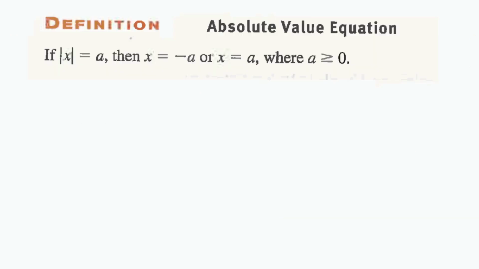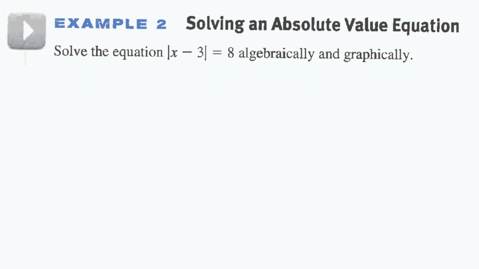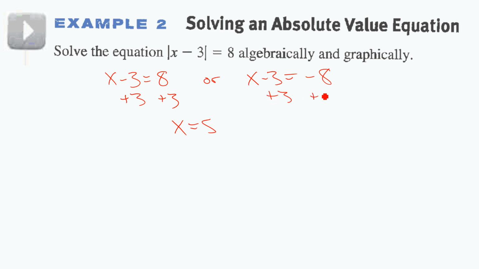Let's try an example. Again, if the absolute value of x is a, then x is either plus or minus a. All right, so solve this equation. What we're going to do is say x minus 3 is equal to 8 or x minus 3 is equal to negative 8. So let's solve both of these. We'll add 3 and get x equals 11, or x equals negative 5.